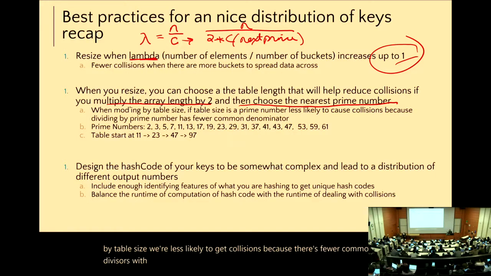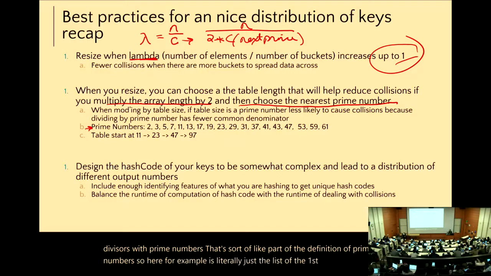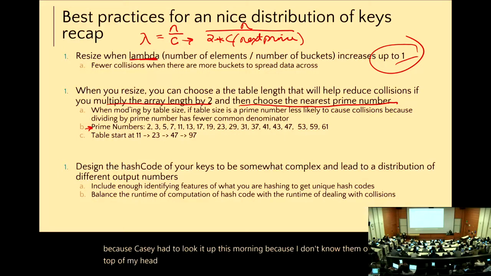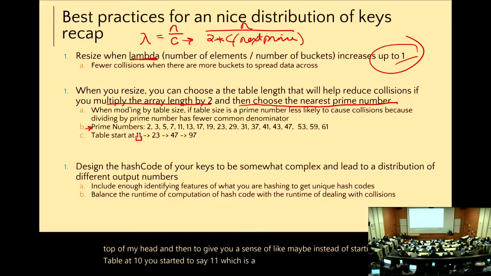That's sort of part of the definition of prime numbers. So here, for example, is literally just a list of the first prime numbers, because Casey had to look it up this morning; I don't know them off the top of my head. To give you a sense, maybe instead of starting your table at 10, you started at 11, which is a prime number pretty close to where we generally start.